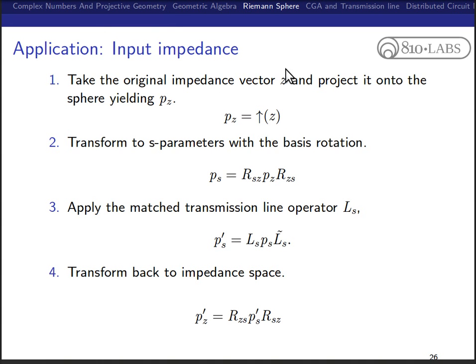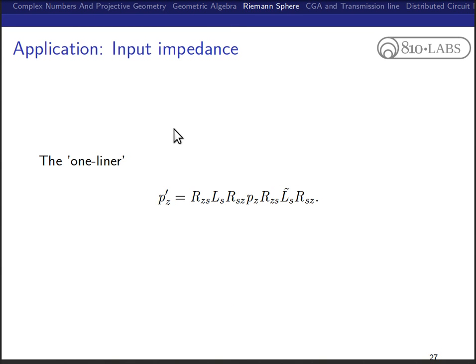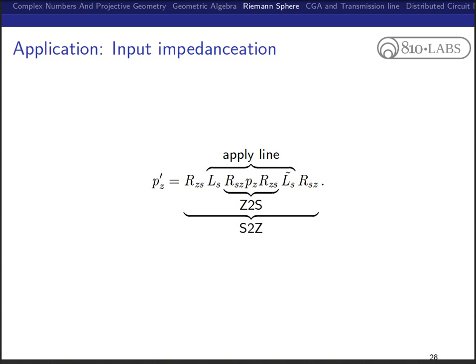Just to recap, we take the original vector Z and up project it to the sphere, yielding P sub Z. The up arrow just denotes up projection. Then we transform to the S parameters using this formula. Finally, we apply a matched transmission line operator like so, and then transform back to the impedance space. These are all the different steps, but we can write it in one line because it's all just rotation, so it's simple. Here's our P sub Z point, then our Z to S transformation, then our line transformation, and then back to Z.